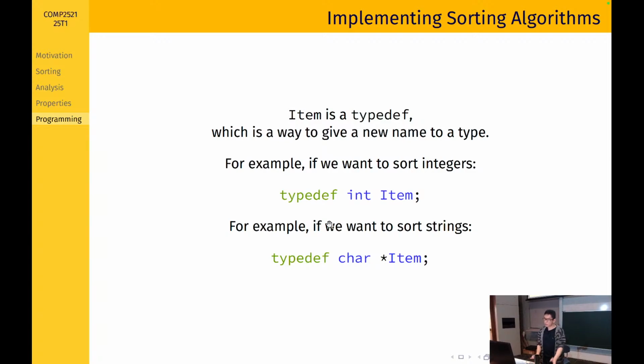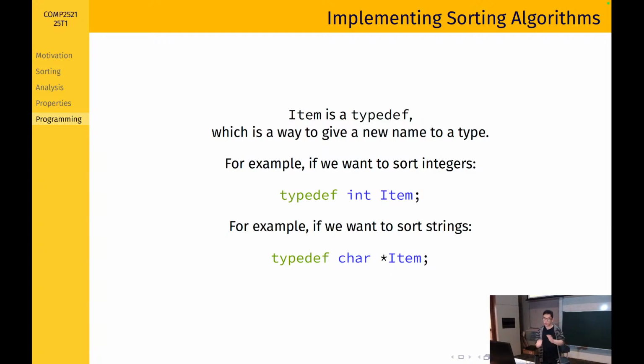Okay, and if instead we had an array of strings, and we wanted to sort this array, then we can say typedef char star item. What that means is that instead of writing char star, I can write item instead.